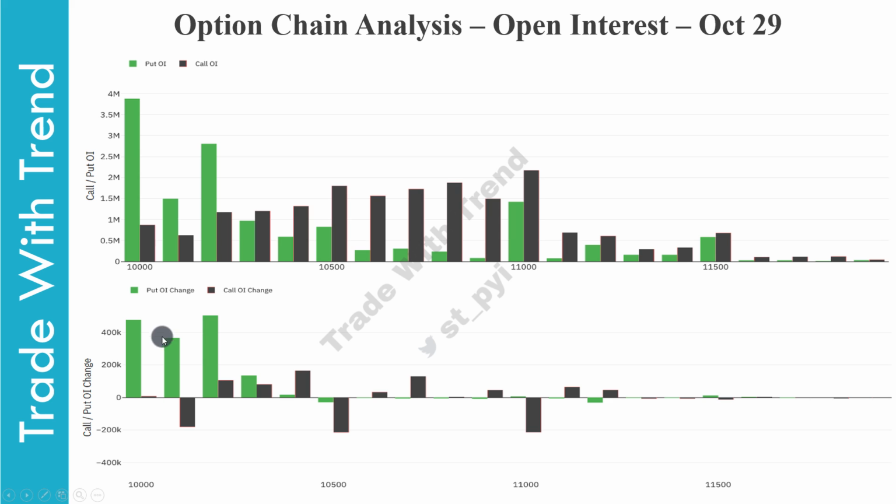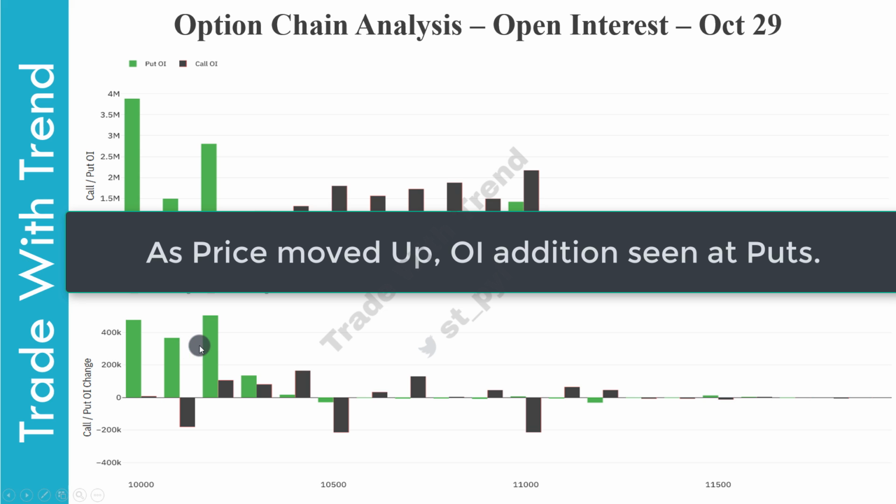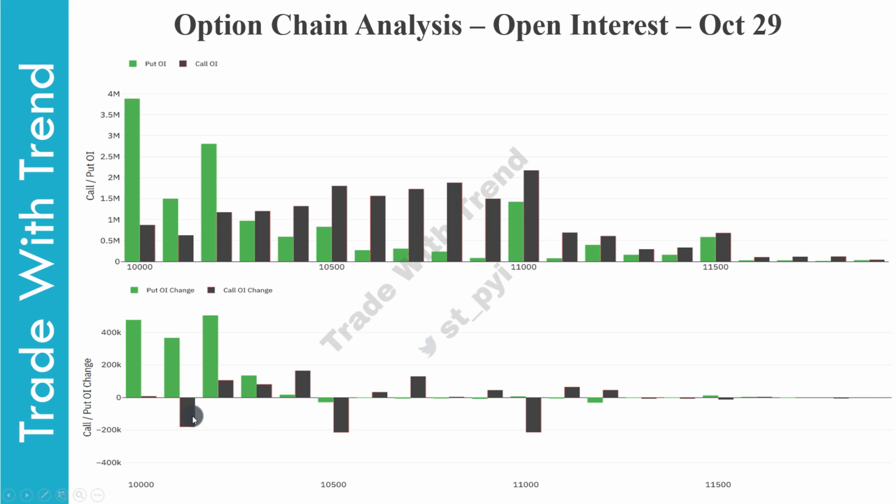But look what has happened at 10,000, 10,100 and 10,200 PE. As price has moved higher, strong open interest addition was seen across all these three strike prices. Some reduction was also seen at the 10,100 call option and 10,500 call option.